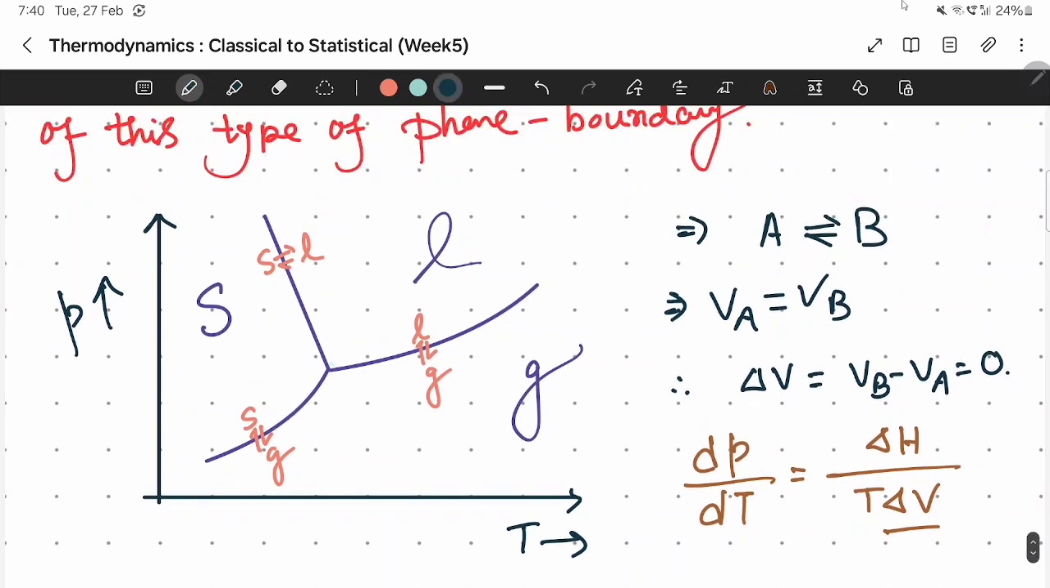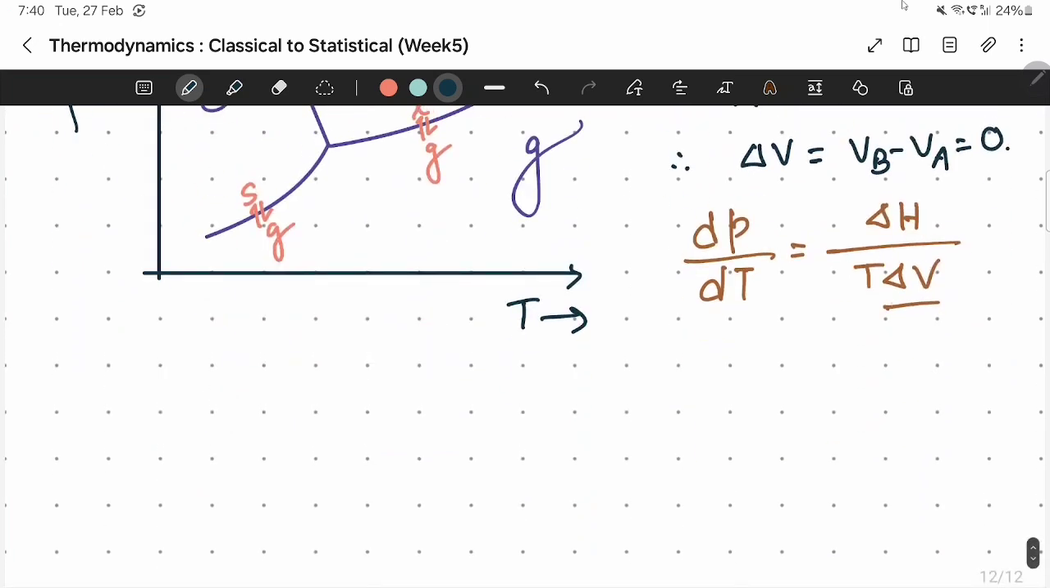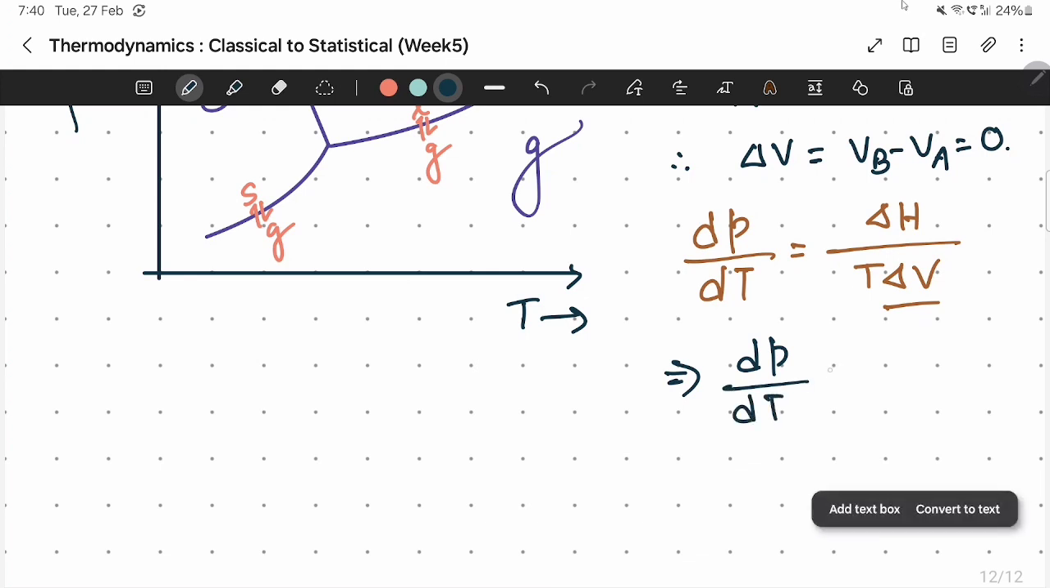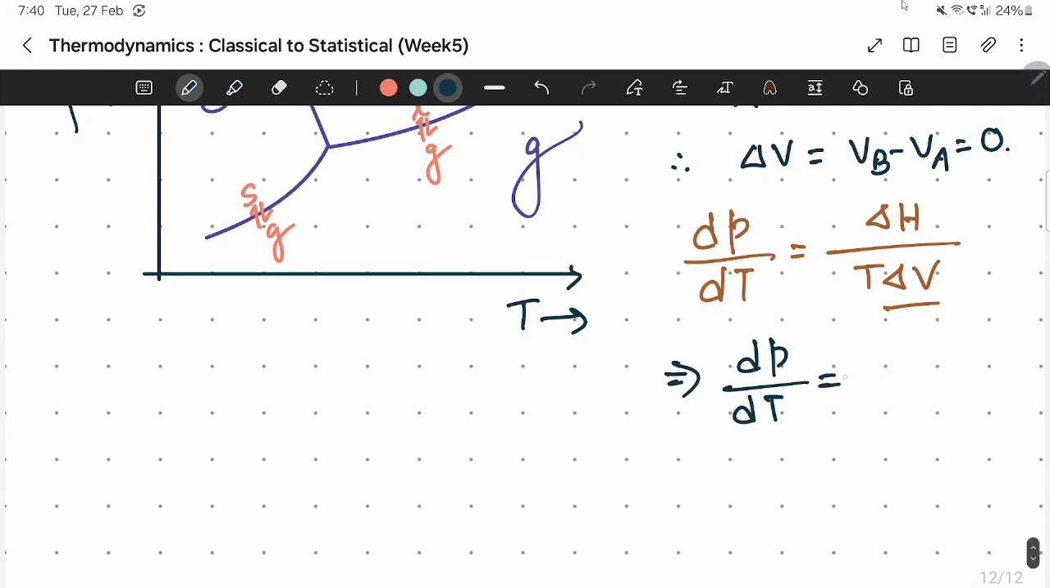But for carbon dioxide, the slope is positive, because in most species the volume of the liquid is greater than the volume of the solid. That's why the slope is positive, greater than 0. But here they have said that del V is 0. So if it is 0, the slope is undefined, or we can think of it as approaching infinite slope. Better to take it as undefined.